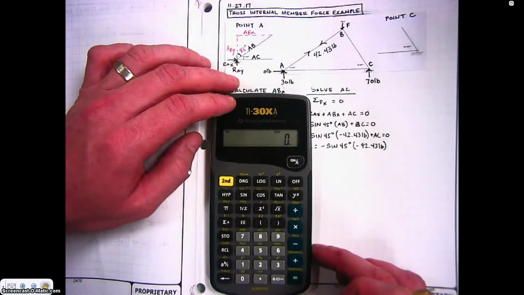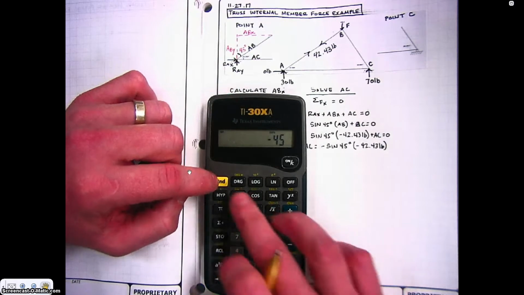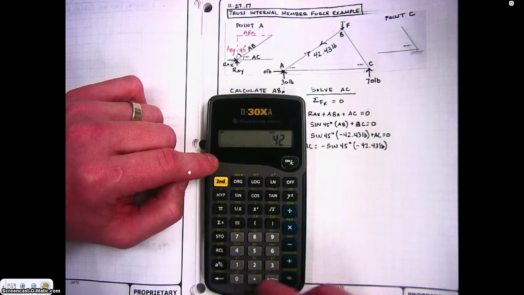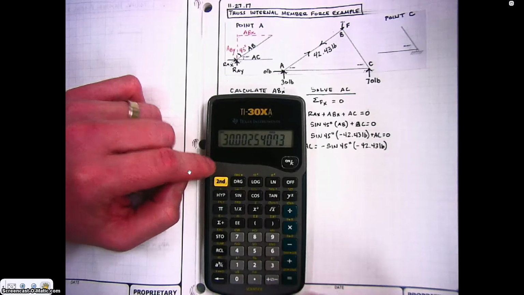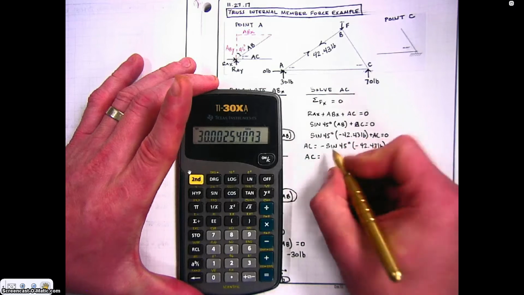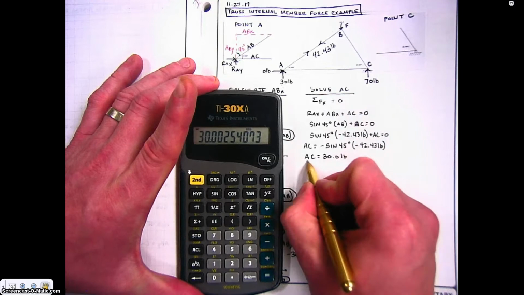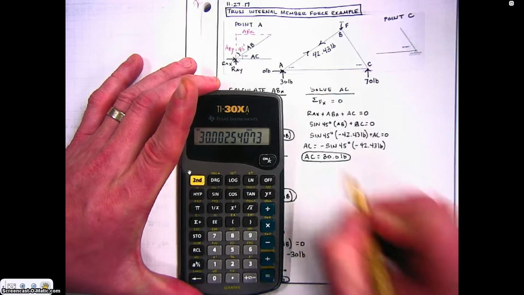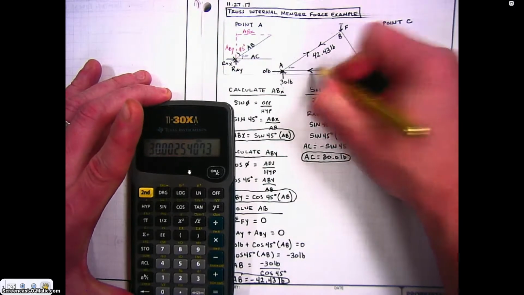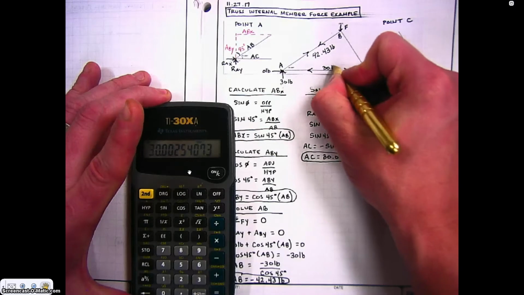And I'll go ahead and calculate on my calculator. So I'm going to say 45 negative sine times 42.43 negative. And I get member AC is equal to 30.0 pounds. Remember, AC is a positive number, and so we know that that member is in tension. So I'm going to put our arrows facing out, and I'll write in 30 pounds.